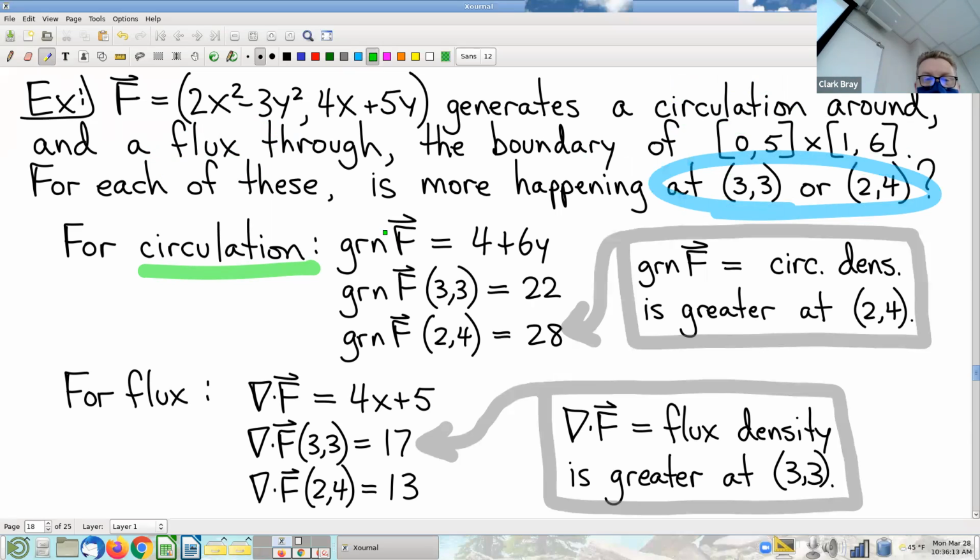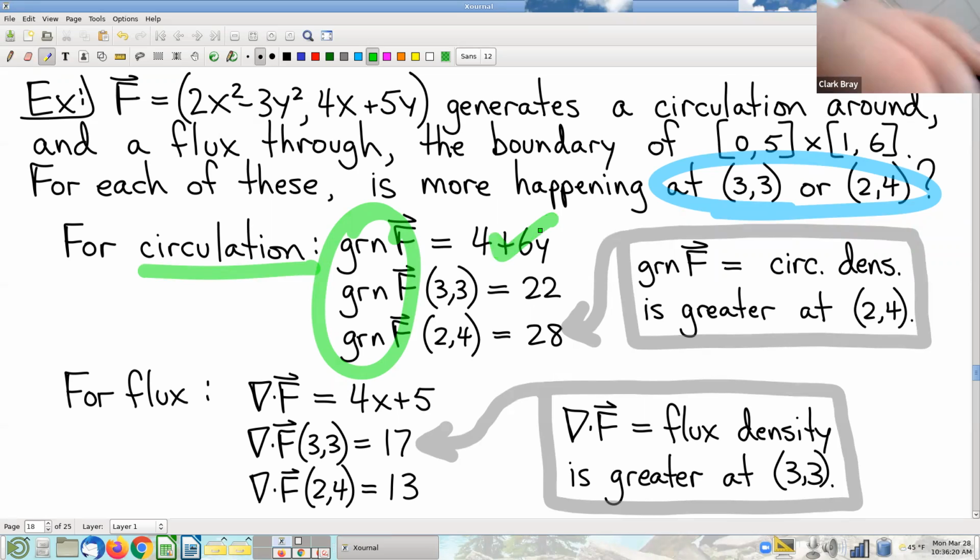Well, circulation is indicated by Green's operator. So we're going to compute Green's operator. There it is. You want to compare these two points? Okay, plug them in and see what Green's operator is. And Green's operator is, well, these two values. So which one of these is greater? Well, of course, that one is greater.